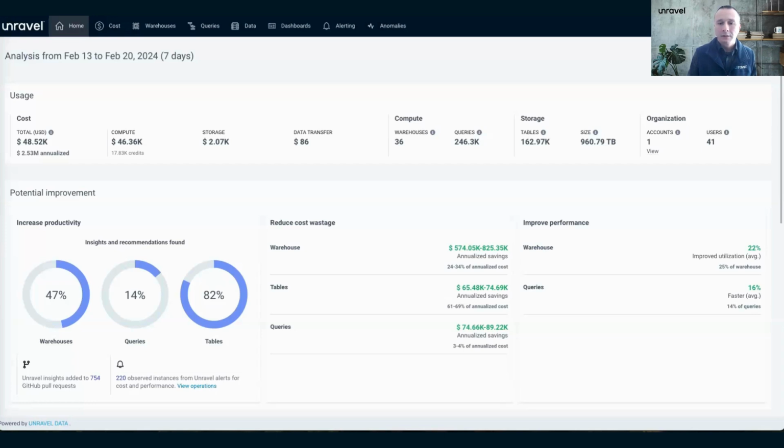Okay. All right, question number one. What metrics should I track in Snowflake for efficiency? Okay, what metrics should I track?